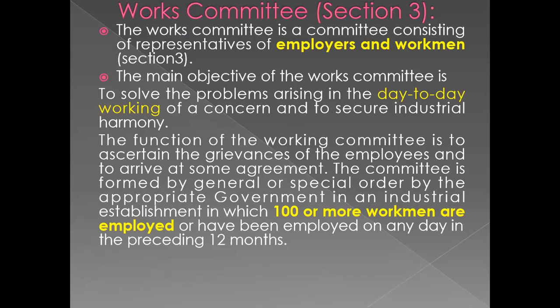The first condition which you have to remember is that it deals with the day-to-day issues arising in the employment, and the second one is that this committee is formed by the general or special order by the appropriate government. Appropriate government can be the state government or central government, in an industry in which 100 or more workmen are employed on any day in the preceding 12 months. So the works committee has representatives of both employee and employer, and it deals with solving the problems arising in day-to-day working. And the third point is that it will be established in any industrial establishment having 100 or more workmen.